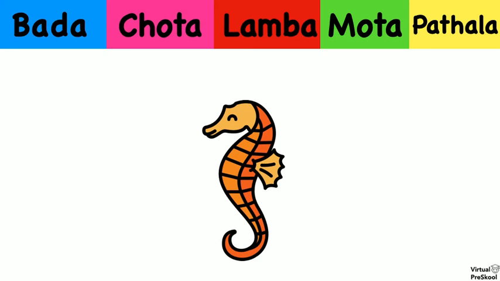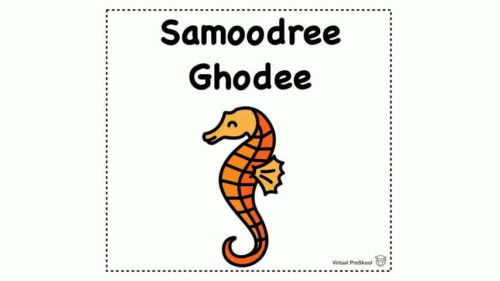All right, next one. This is a little seahorse. Is it bada, chota, lamba, mota, or patla? Well, is he big, small, tall, fat, or skinny? Well, most seahorses are small, right? So, which word do we use? Chota. And the way we say seahorse in Hindi is we say samudri ghodi. So, put it together in a sentence. How would we say the seahorse is small?